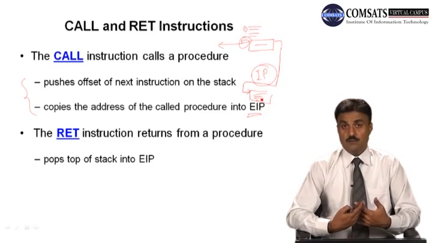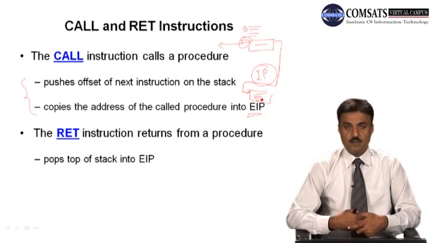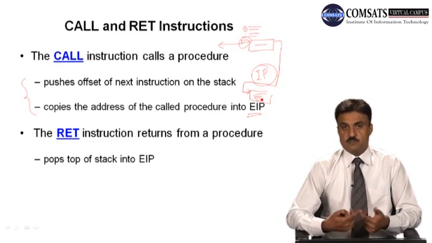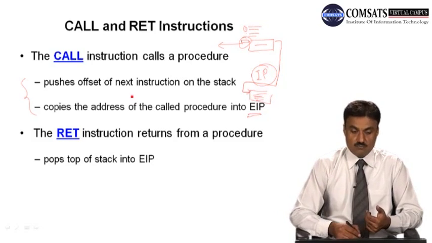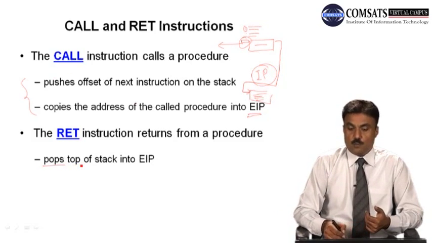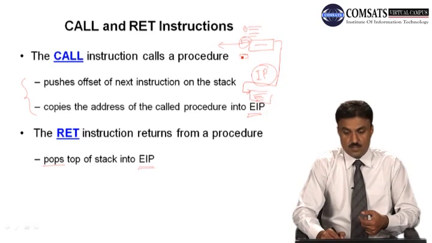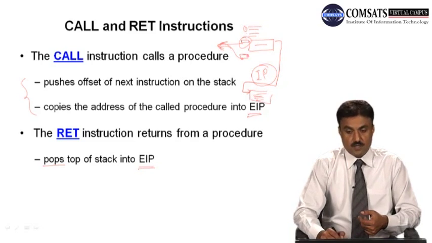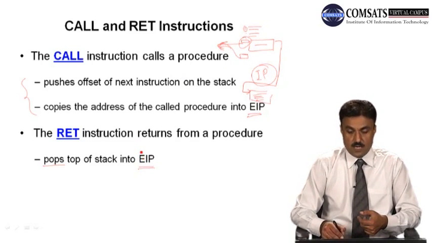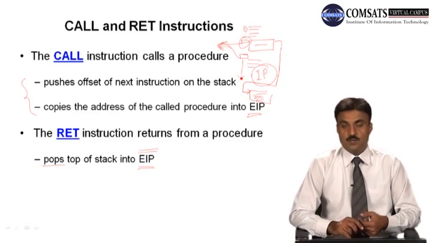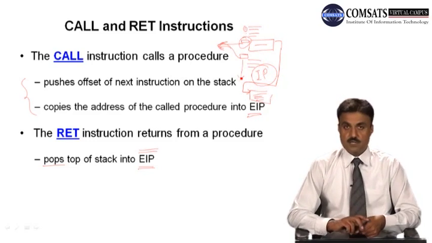What about the return instruction? When we return from the procedure, the reverse operation starts. It pops the top of the stack into the EIP. The address of the next instruction which we stored is popped from the stack and assigned into the EIP, so that normal execution of the program continues. So there are two instructions, call and return.